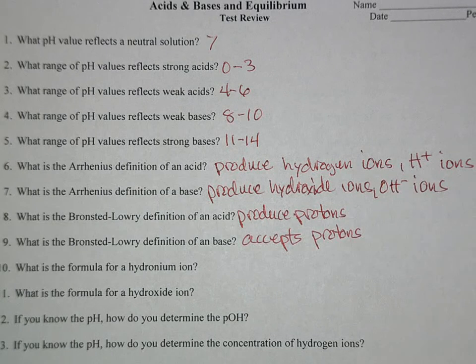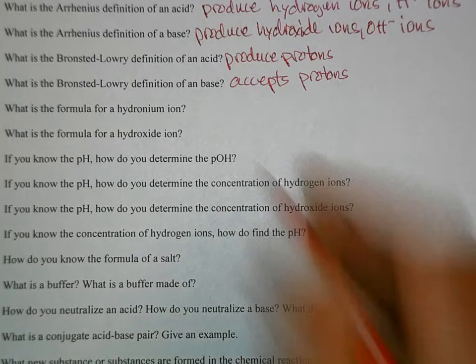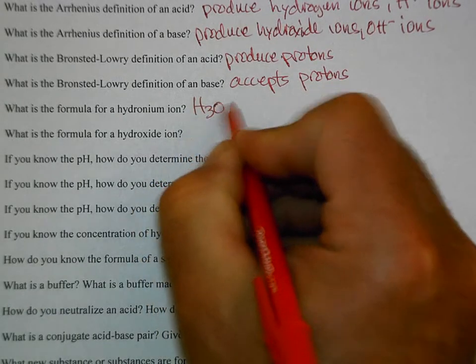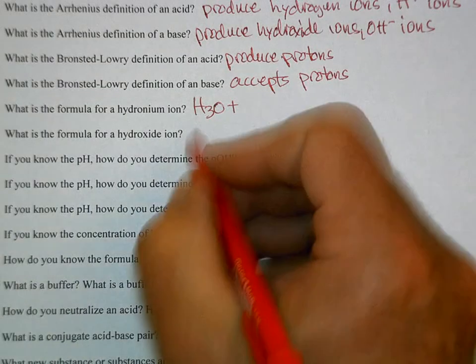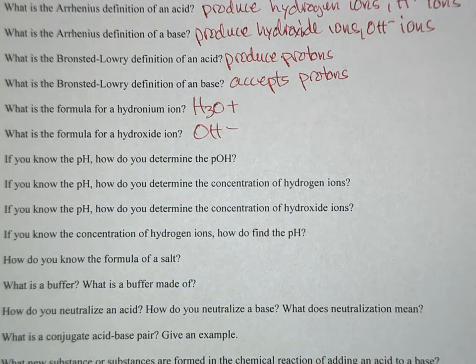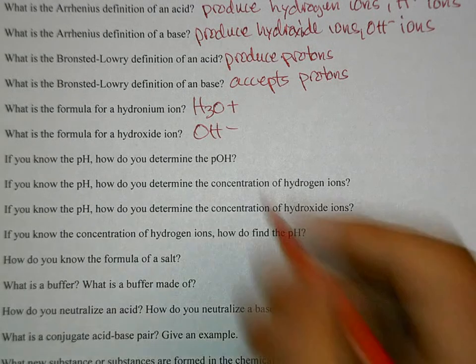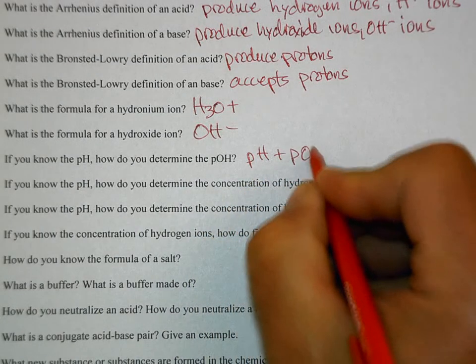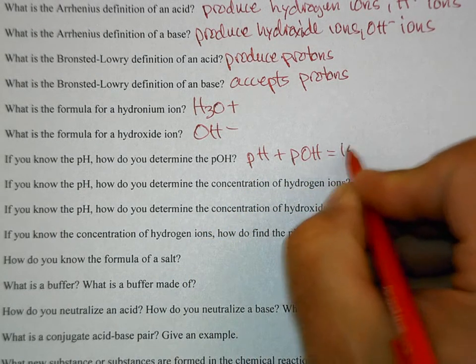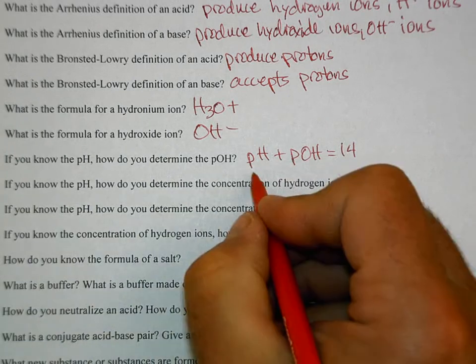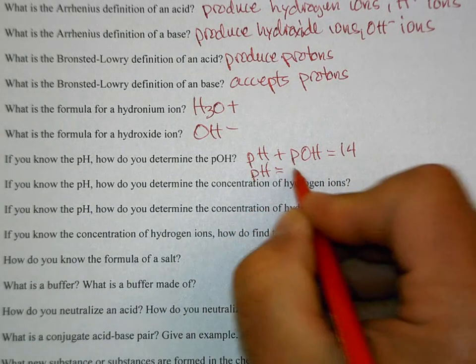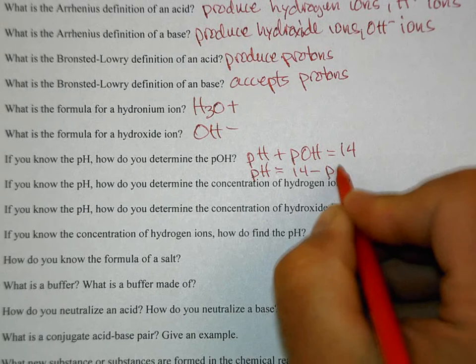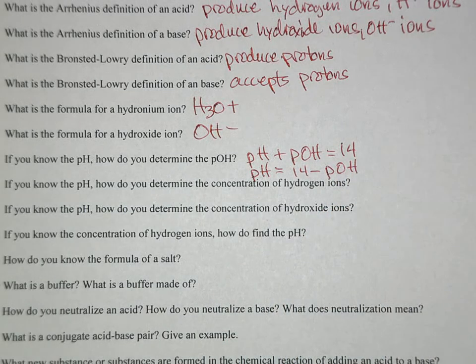Formula for hydronium ion: H3O plus. Hydroxide: OH minus. If you know the pH, how do you determine the pOH? pOH equals 14 minus pH. That is correct. The two together equal 14. So the pH would be 14 subtract the pOH.